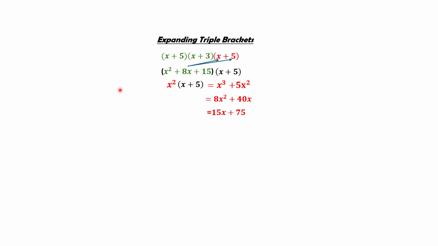That's very good. We still didn't finish because we need to combine like terms. Have you noticed the 5x squared and 8x squared look the same? And then 40x and 15x are also the same. So your answer will be x cubed plus 5x squared plus 8x squared, which is 13x squared, and 40x plus 15x is 55x, plus 75.